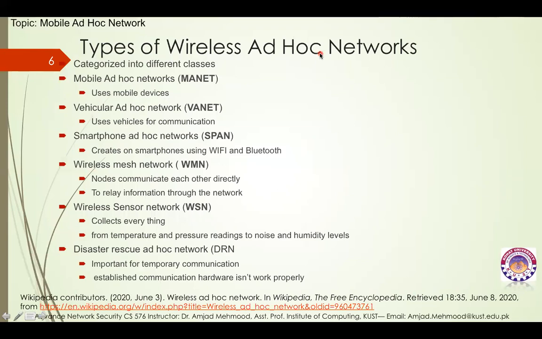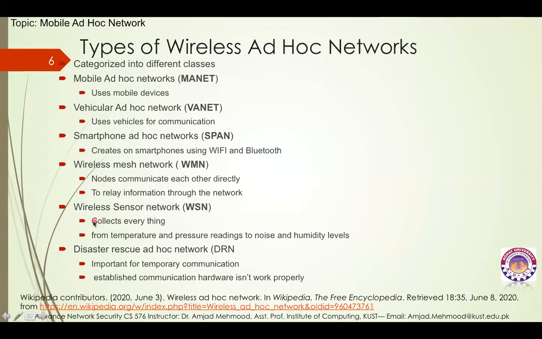These are the types of wireless ad hoc networks. So there are different types, like mobile ad hoc network. Now, as the name indicates, it is used for mobile devices. Vehicular ad hoc network, they are used for vehicular communication, or for the communication of vehicles. A smartphone ad hoc network is created by smartphones using Wi-Fi or Bluetooth. Wireless mesh network, nodes communicate with each other directly to relay information through the network.